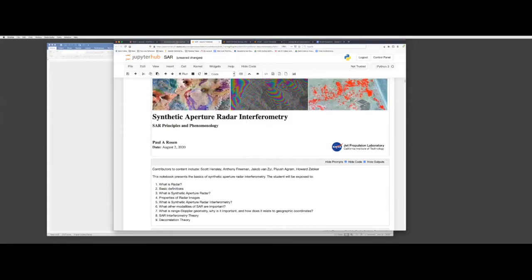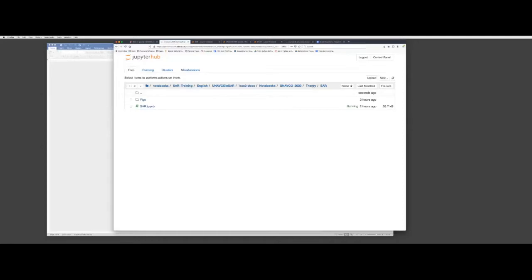In some ways, you could argue that what Gareth told you earlier about InSAR displacement is really the fundamentals of what you need to know. So most of what I'm going to say is sort of details and further insight. So we'll start with the InSAR notebook, UNAVCO 2020 Theory InSAR. And after this, we'll go to the correlation notebook.